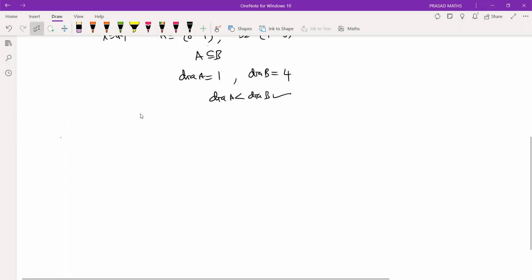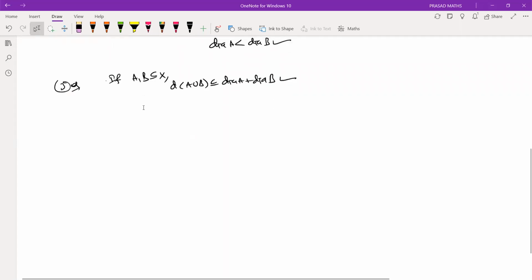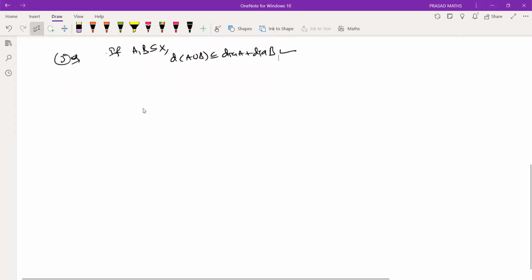Next is, suppose you have A and B which are non-empty subsets of X. Yesterday we have shown this result. We have argued this result. So the diameter of A union B is always less than or equal to the diameter of A plus the diameter of B. Right? So these are the properties of the diameter of a set.